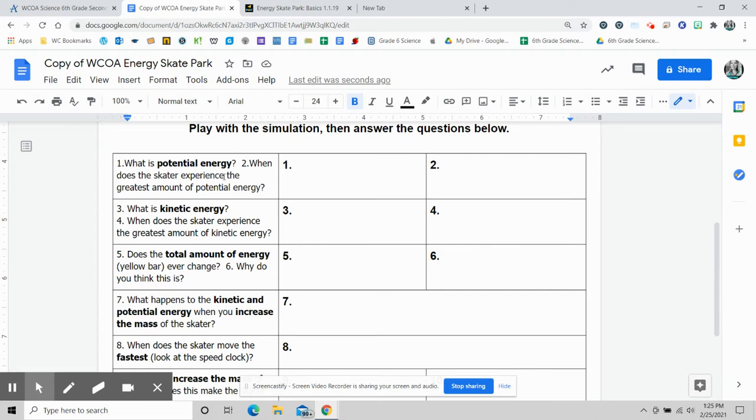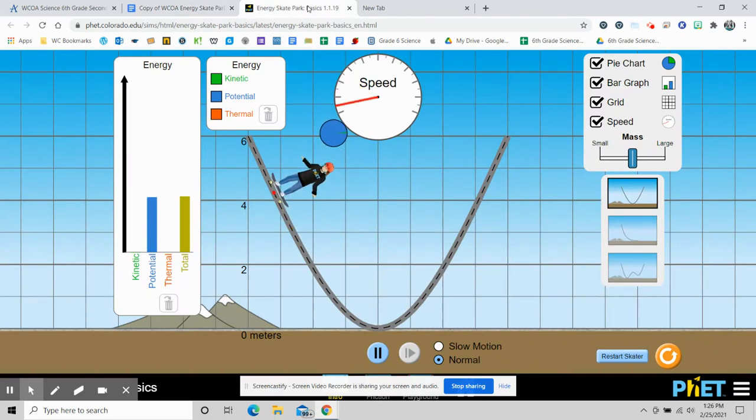You can see that you've got several questions here. One is, what is potential energy? And then that answer will go here. So you're just going to put the definition of potential energy. Over here, it says, when does the skater experience the greatest amount of potential energy? If you go to the skate park and you watch, you can see this changing. So when the circle graph is full in blue, that means he has the most potential energy. So I can see by looking at the graph that his potential energy is the highest when he is at the top of the ramp.